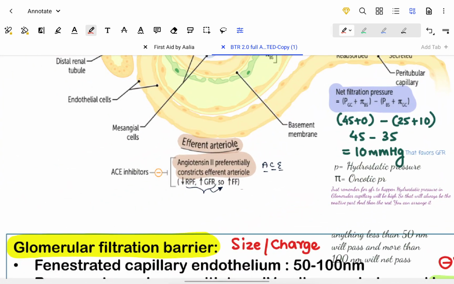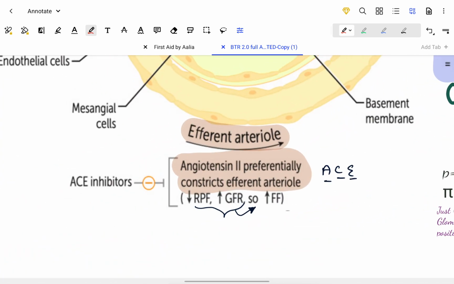Now, efferent arteriole. So, angiotensin 2 preferentially constricts efferent arteriole. We did speak about the RAS and how it is affecting the BP, but we did not say what it is actually constricting. So, it is constricting mainly efferent arteriole and not afferent arteriole. The juxtaglomerular cells, which are responsible for releasing renin, are present in the afferent arteriole, but it's not acting on the afferent arteriole, it's acting on the efferent arteriole. So angiotensin 2 preferentially constricts.